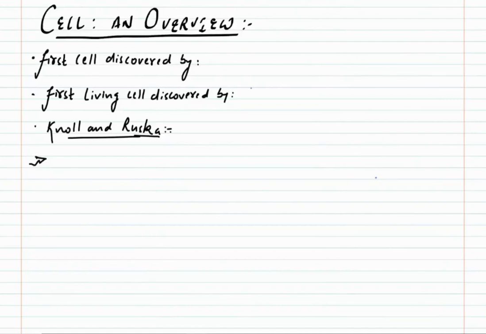In the previous video, we had discussed cell theory. In this video, we are going to have a brief overview about the cell. The first cell was discovered by a scientist named Robert Hooke, who discovered cells in the cork tissue of plants. He wrote a book called Micrographia, in which he discussed various types of cork cells seen in different plants.